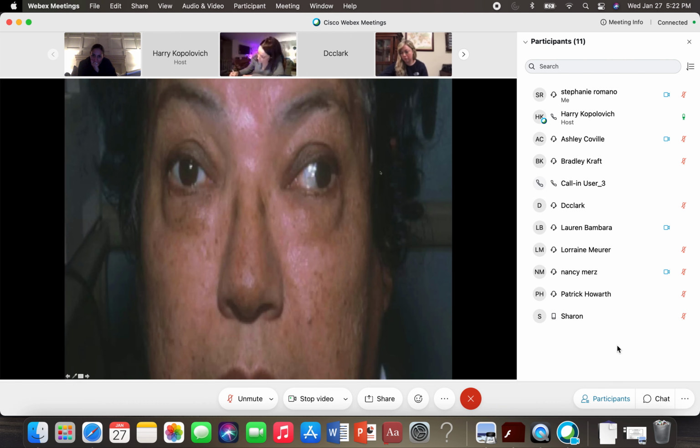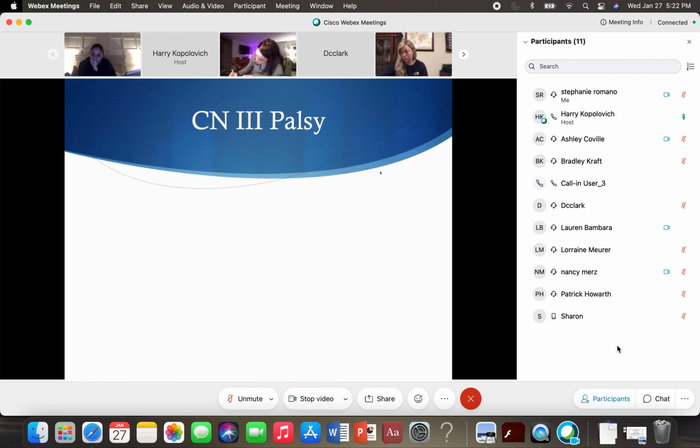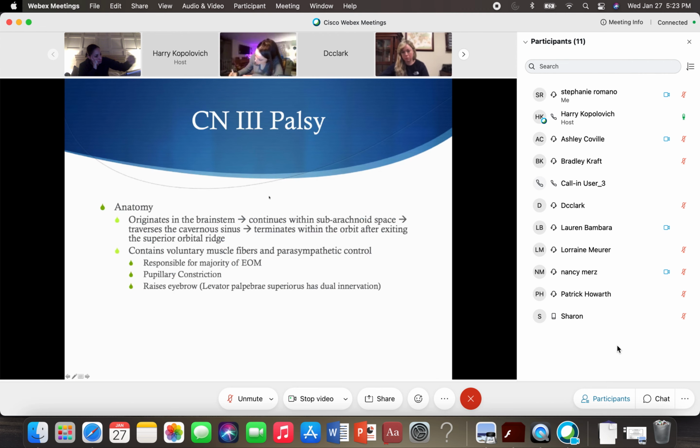The reason why it's important to be able to differentiate a 6th cranial nerve from a 3rd cranial nerve goes back to anatomy. The 3rd cranial nerve starts in the brainstem, goes through the subarachnoid space, goes through the cavernous sinus, and then ultimately terminates in the orbit after coming out of the superior orbital ridge. Its function contains both voluntary muscle fibers as well as parasympathetic control. It's responsible for the vast majority of extraocular muscles, including pupillary constriction, as well as raising the eyebrow. And again, it's a dual innervation to the levator palpebrae superioris.